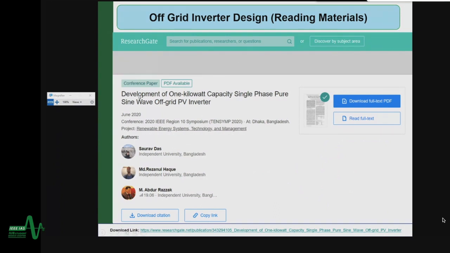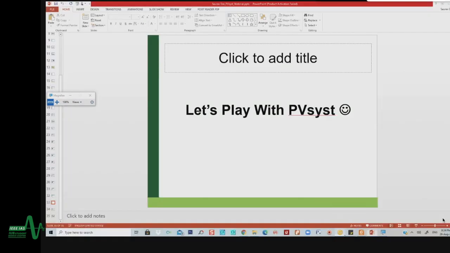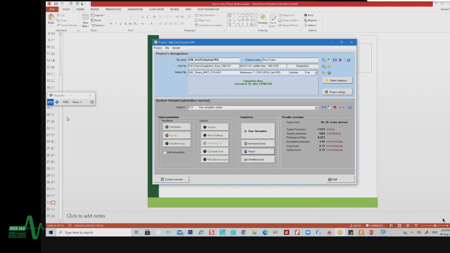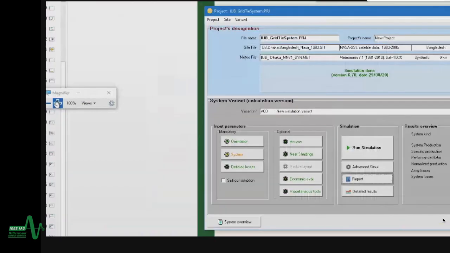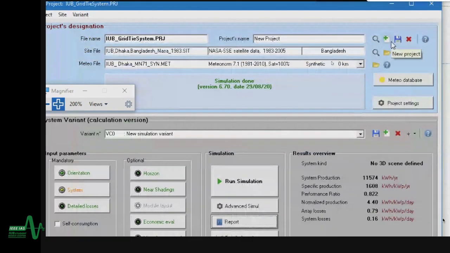and if you want to learn about off-grid inverter system designing, you may download this research paper from ResearchGate. It's already uploaded, and now we will play with the PVsyst software. So let's come to PVsyst once again. I have to zoom it, right? Okay. So now we will make another project.